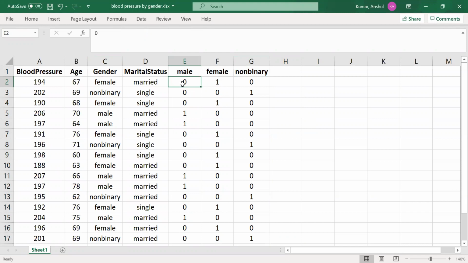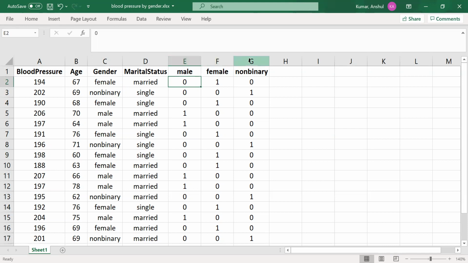You can think of them as just being a no or a yes. A 0 is a no, a 1 is a yes. And all of those 3 terms, dummy variable, binary variable, and yes/no variable, are all commonly used terms for this type of variable that you see in columns E, F, and G.